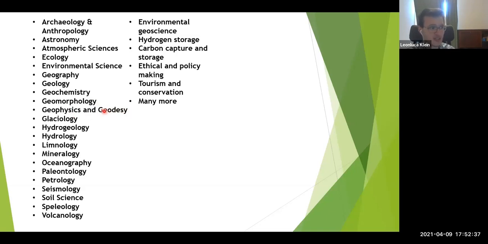Geophysics and geodesy. Geodesy is the study of the shape of the Earth and other planets, and geophysics, like Niels mentioned, is using physics and applying it to geological problems and geoscience problems. So things like looking at almost non-observable ways of seeing geology. Okay, glaciology, looking at glaciers. Hydrogeology, looking at how water interacts with the rock, and the cycles involved. Hydrology, which is basically the study of water and how it moves by itself, rather than being related to rocks.